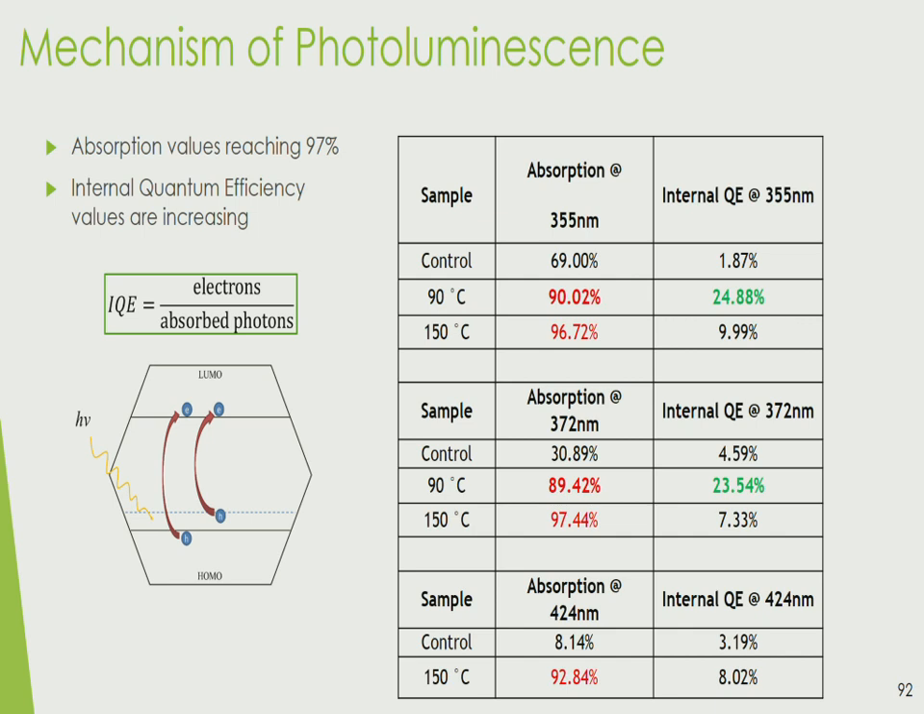It turns out that we have a pretty incredible amount of internal quantum efficiency, which means that the energy that comes in is being utilized in an effective way. So for a polymer to have 25% internal quantum efficiency is pretty good. The absorption here is also increasing as we increase the temperature.